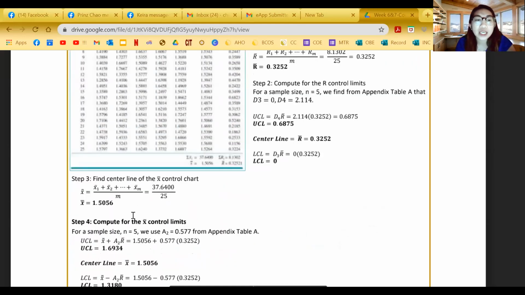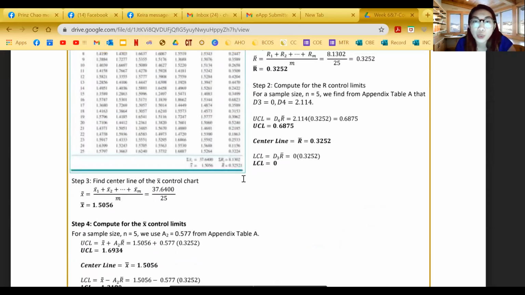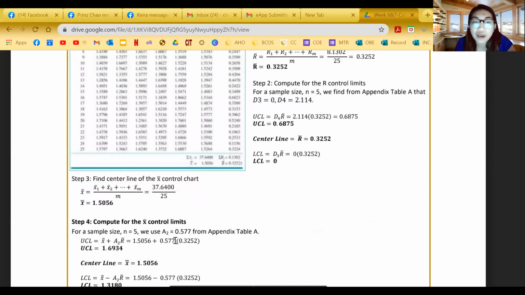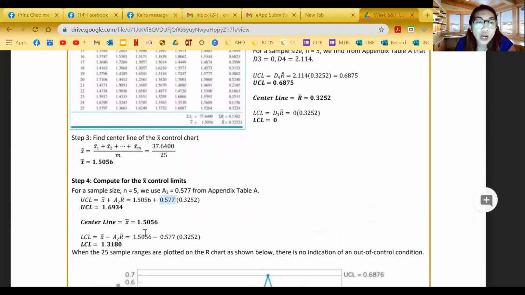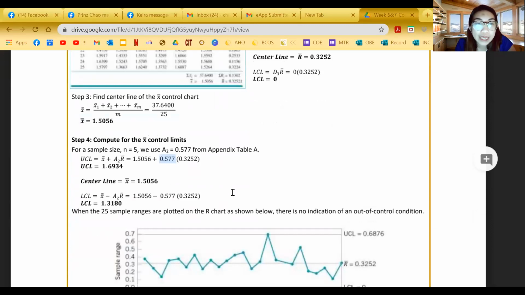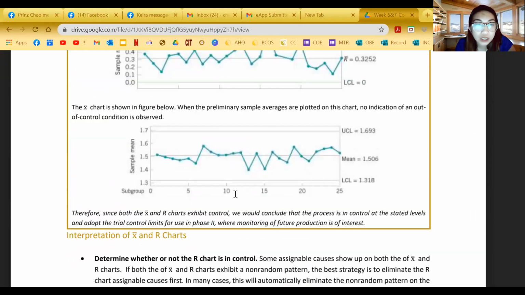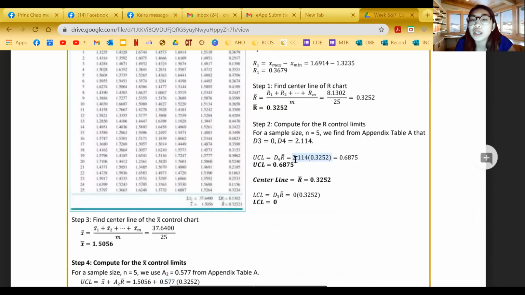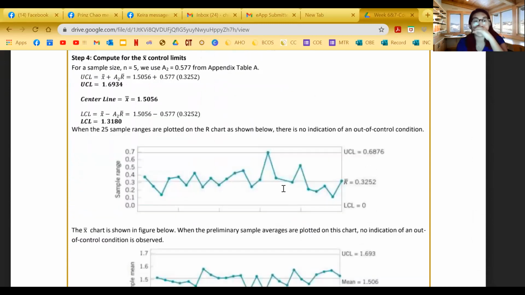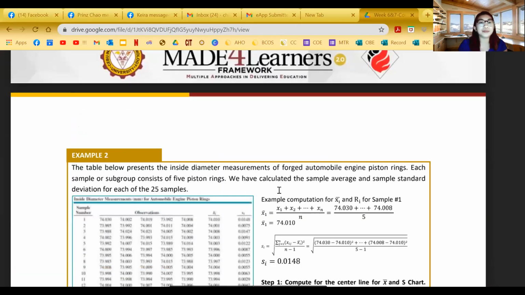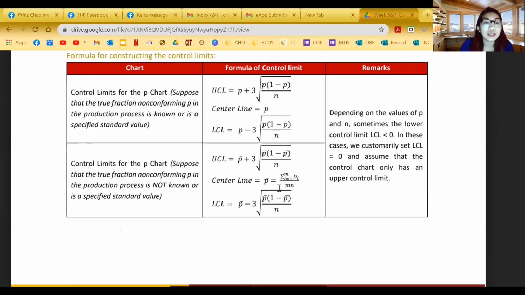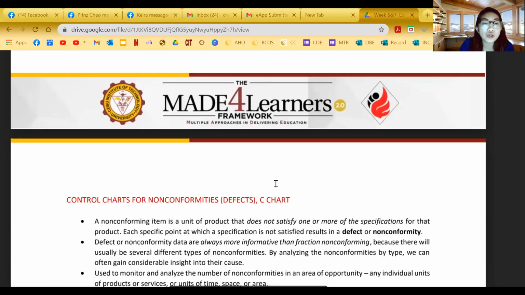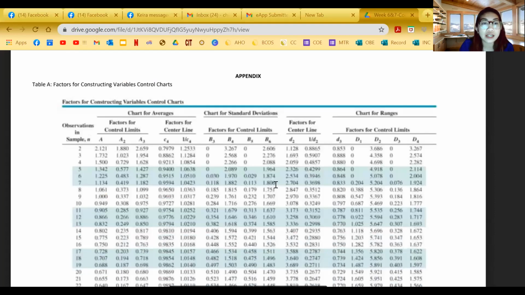So, tanaw na to. Is it correct ba ang pag-choose sa A2? Is A2 really 0.577? Or D4 is, asa tong D4? Kasi yung dito nga D4. Yeah, D4 is 2.114, then the D3 is 0. Sige, panahon na to. Okay. So, arita. Alright. So, 5, A2.